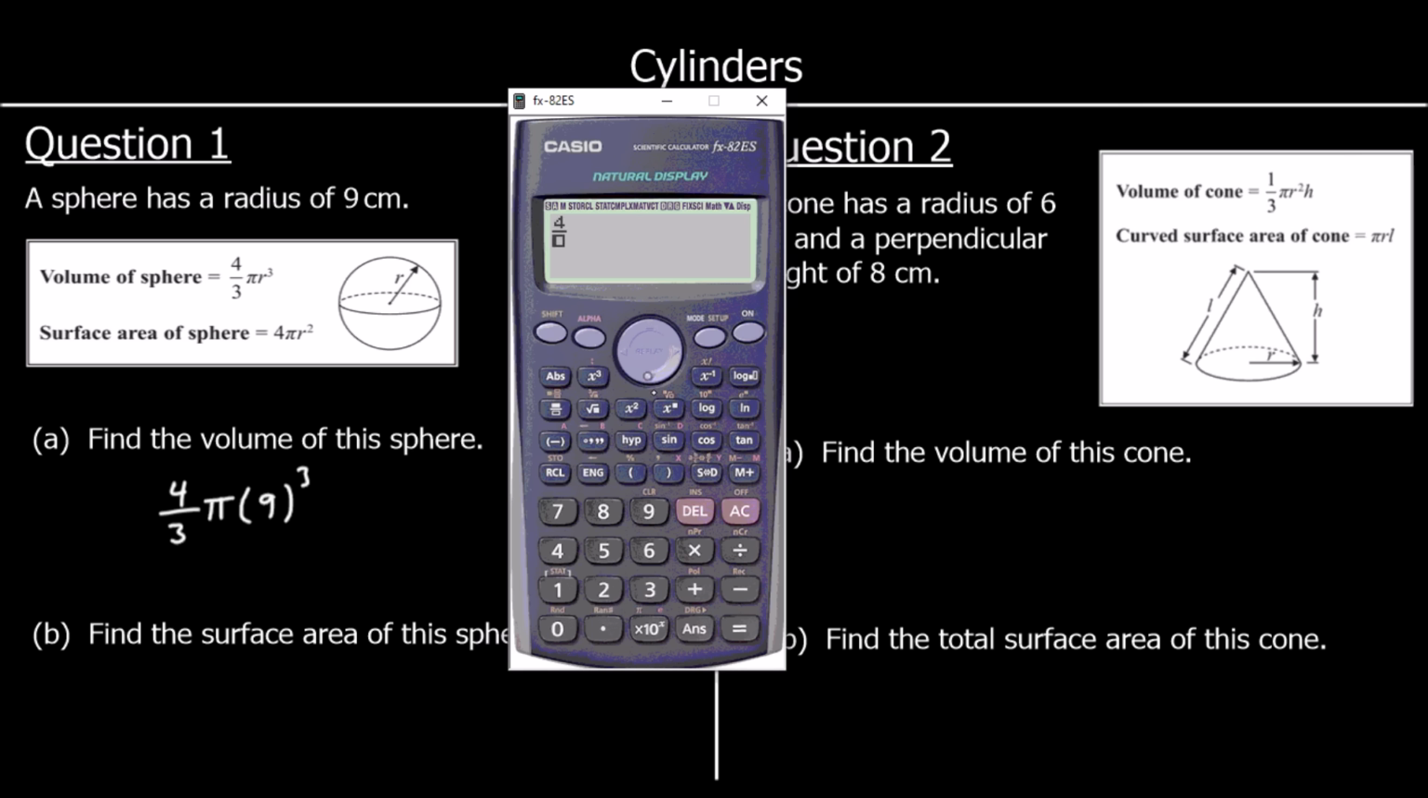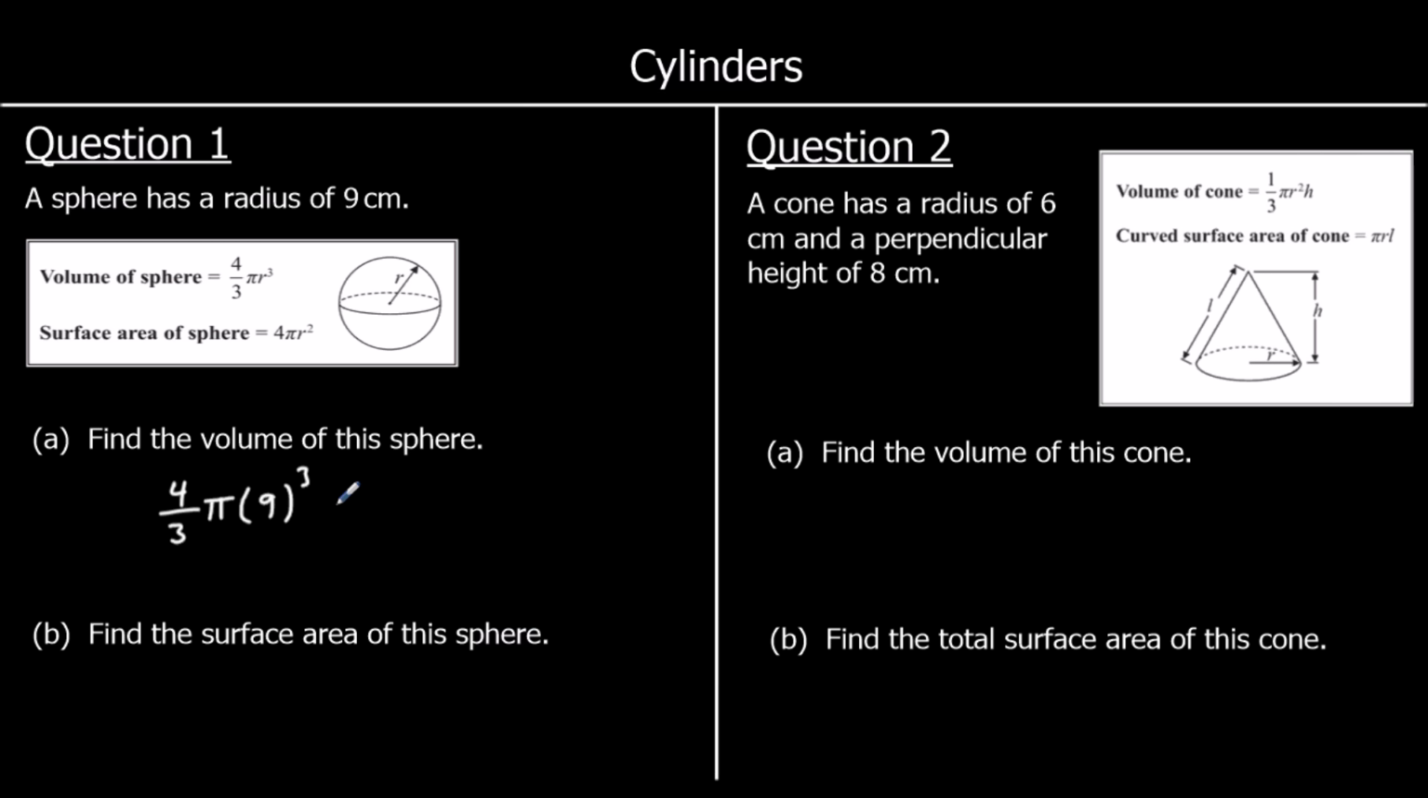So 4/3 pi times 9 cubed, which is 972 pi. We could get a decimal answer if we needed it, but we're going to leave it in terms of pi. So 972 pi. And it's in centimeters cubed because we measure volume in cubes.